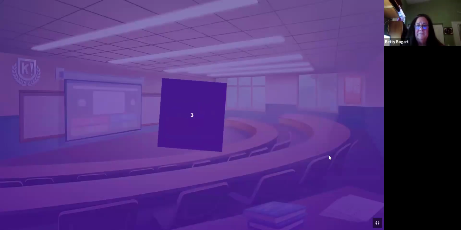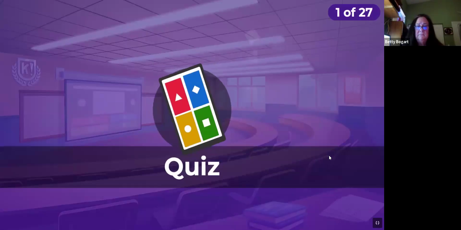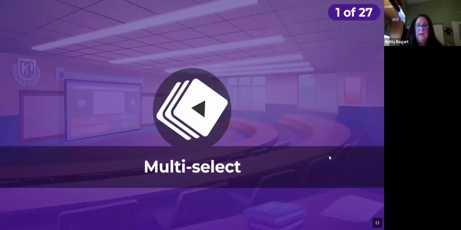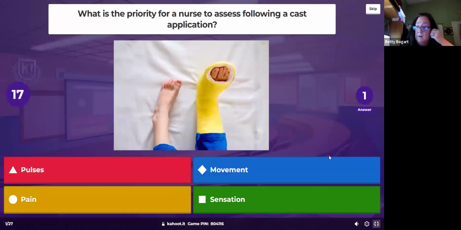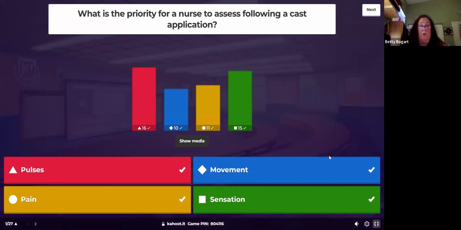Musculoskeletal. What is the priority for a nurse to assess following a cast application? What's our biggest concern? It's your six P's. So pulses, pain, movement, sensation, paresthesia, anything like that.